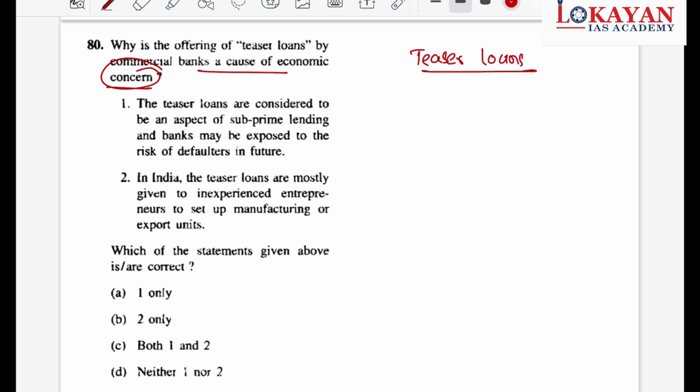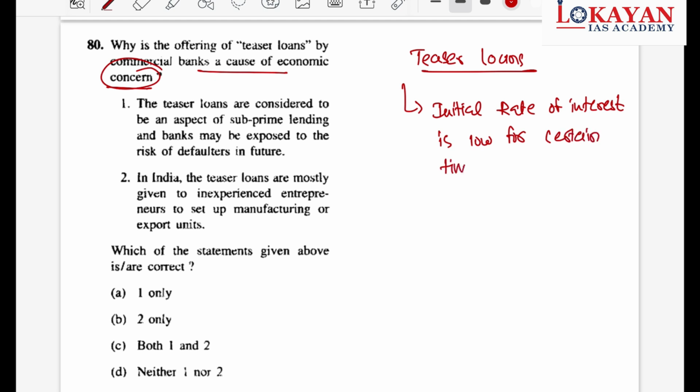Teaser loans are those loans where the initial rate of interest is low for a certain time period, but after the expiry of this time period, the interest rate increases, and generally during this time there are chances of default. So this is a teaser loan.